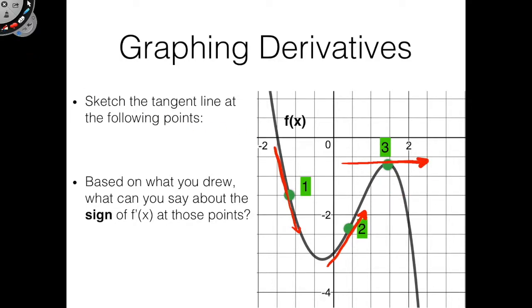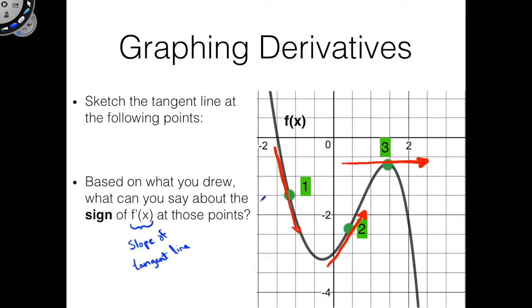Now, let's take this to the next level. Based on what you drew, or what you visualized, what can you say about the sign of f prime of x at each of those points? Now, before we go there, I'd just like to make one comment. What is another meaning of f prime of x? Well, f prime of x can also mean the slope of the tangent line. Bearing that in mind, let's carry on.